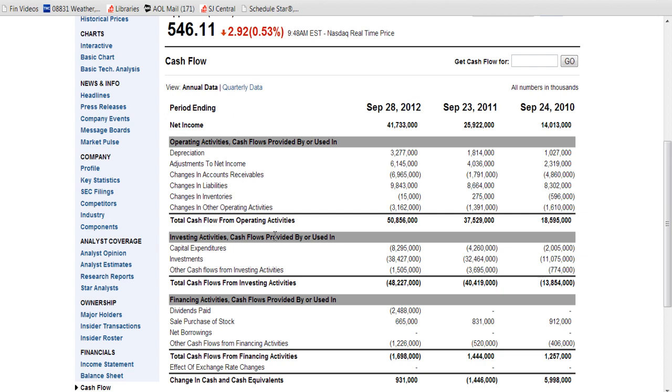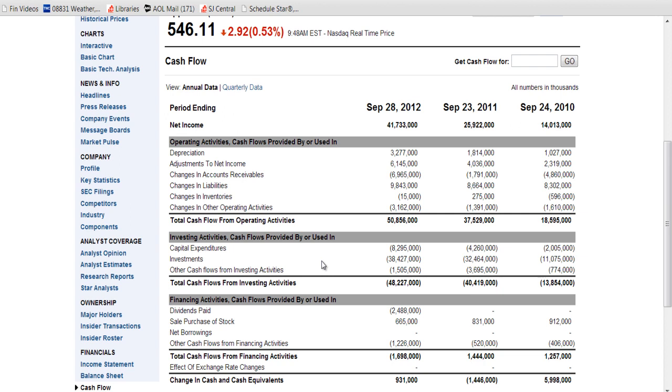The second part of the statement of cash flows looks at investing activities, and these would be things like capital expenditures on plant and equipment, or the sale of capital equipment. You sell that truck, you sell a factory.